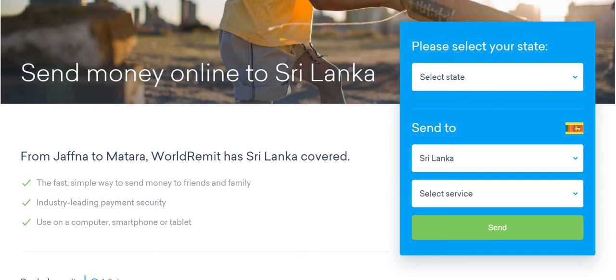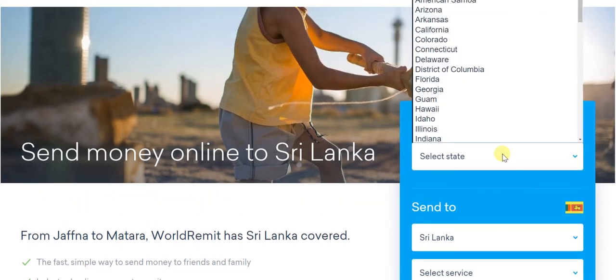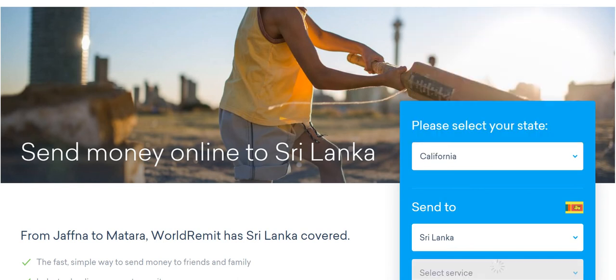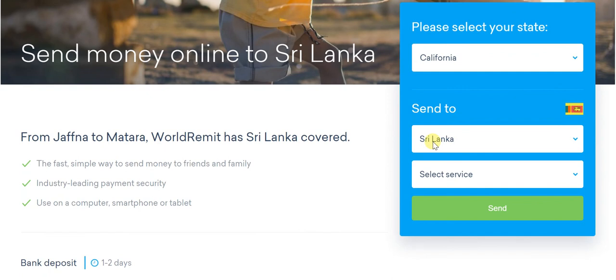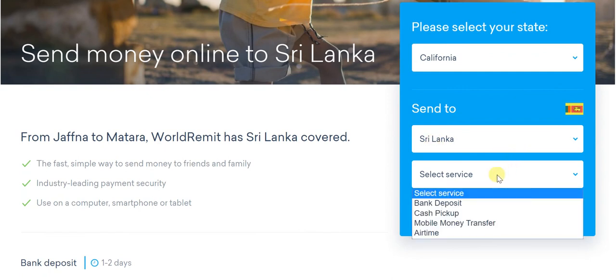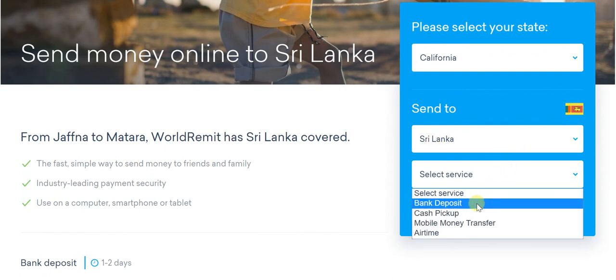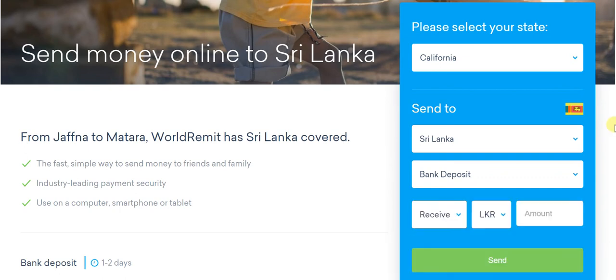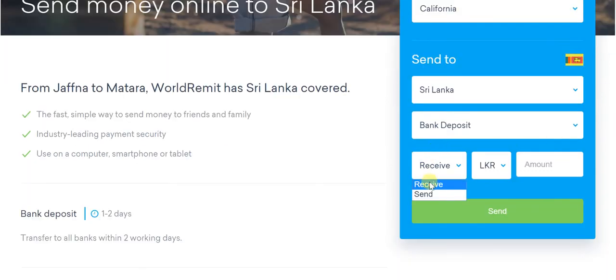Now, with that done, let's choose the state within the United States from which we are sending money. Let's say California, and we are sending to Sri Lanka. There are various services. We'll look at all of them. Let's start with bank deposit. And between send and receive, we'll stick to receive because we want to be sure how much the recipient in Sri Lanka will actually receive. So let's take a relatively nominal figure of 10,000 Sri Lankan rupees, which the recipient in Sri Lanka is to receive.